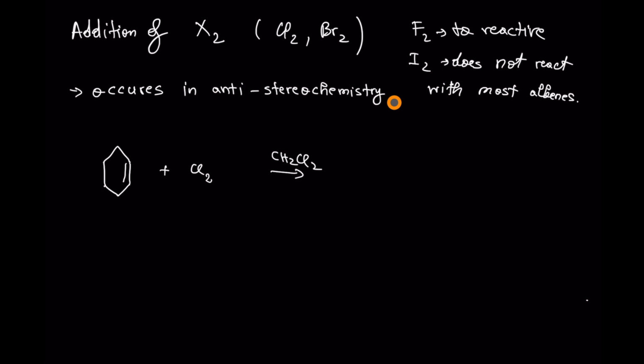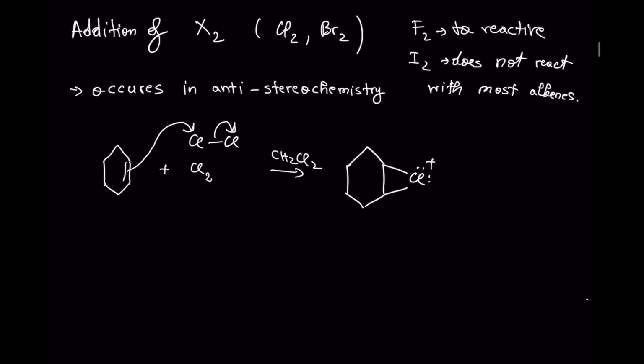It occurs with anti stereochemistry. Anti means on the opposite faces of the double bond. So chlorine can be drawn like this. This double bond attacks one chlorine and this one moves away, and chlorine adds here to form a chloronium ion. And this other chlorine that remains here attacks on the opposite side to form a trans product.